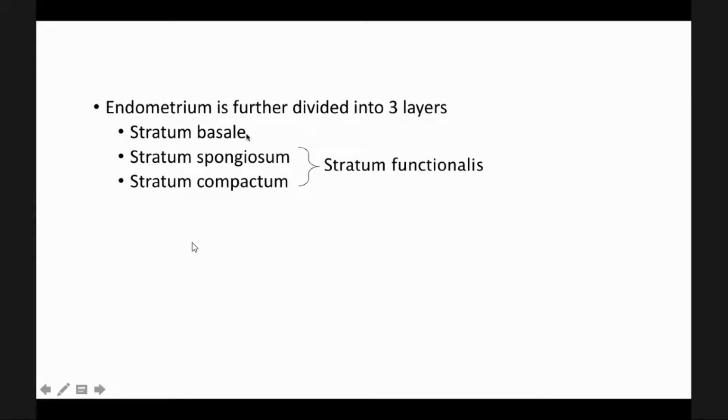Endometrium is further divided as stratum basale, stratum spongiosum, and stratum compactum. This stratum spongiosum and stratum compactum are known as functional layer or stratum functionalis. Why do you call this? Because you have already studied the structures in your first year. So I'm asking you the question, why are they called the functional layer? During the time of menstruation, this layer is sloughed off. Very good. So the spongiosum and compactum are known as the functional layer.